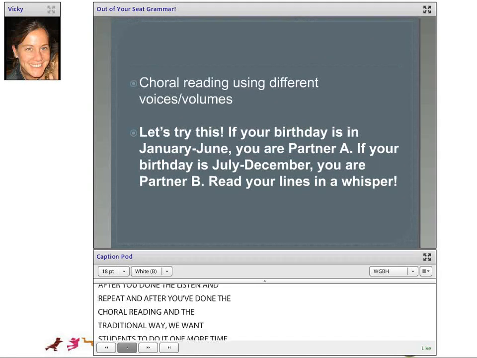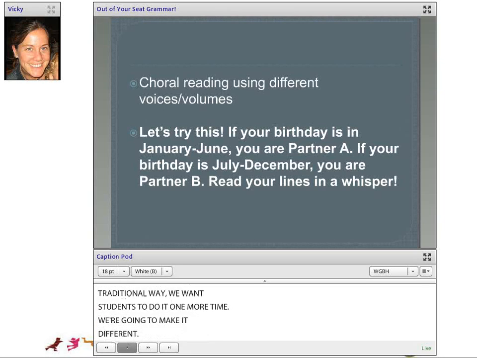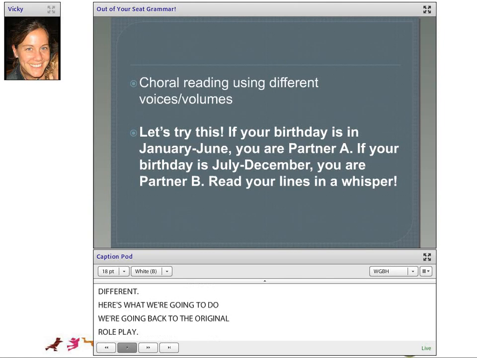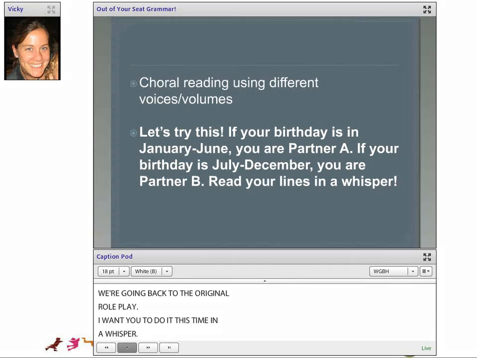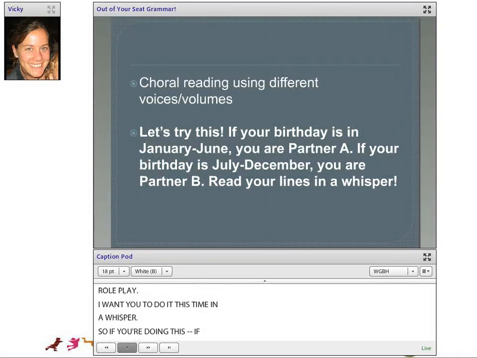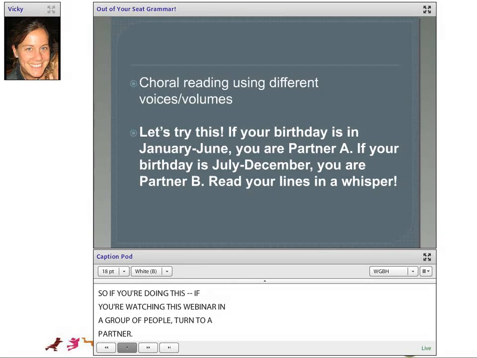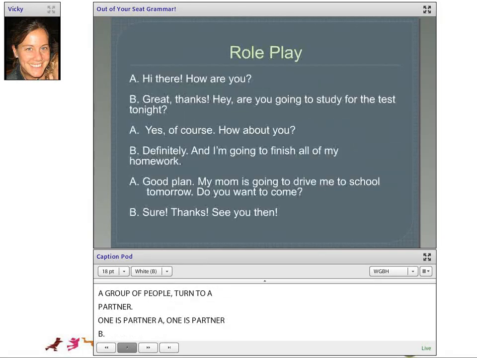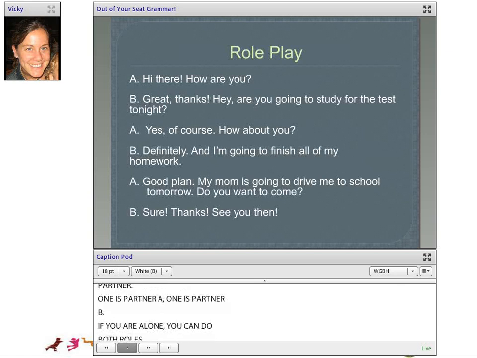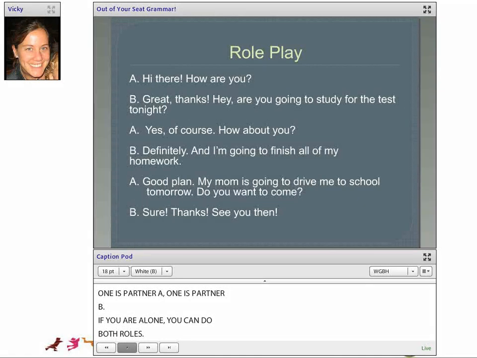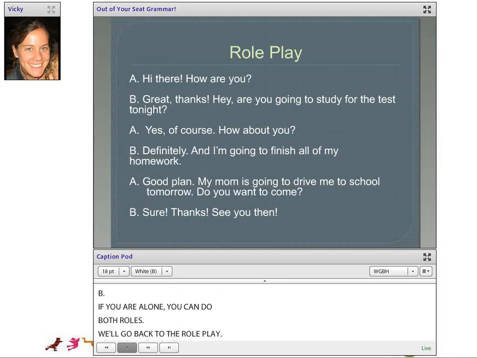We're going to go back to the original role play, and I want you to do it this time in a whisper. And so if you're watching this webinar in a group of people, you can turn quickly to a partner. One of you is partner A and one of you is partner B. If you are alone, you can do both roles. We'll go back to the role play, and on the count of 3, we are all going to say this role play together in a whisper.